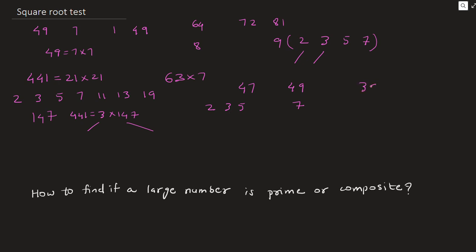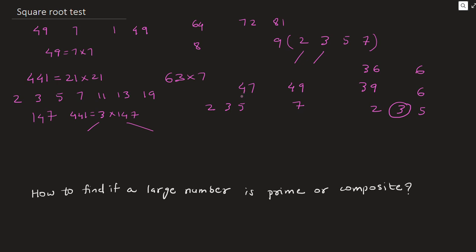Let us check for 39. It is slightly more than 36 and the square root of 36 is 6. So the approximate square root of 39 is around 6. And the prime numbers less than 6 are 2, 3 and 5. Here 39 is divisible by 3, and so 39 is a composite number.